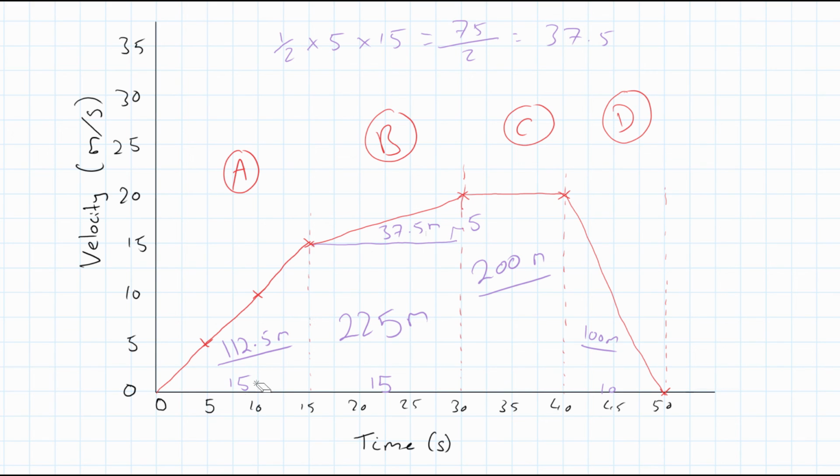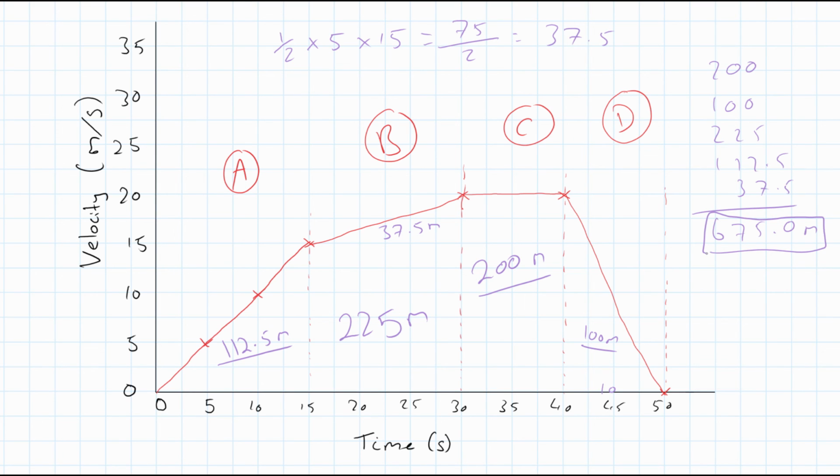All right, now let's rub out these numbers here, just so it's a bit more clear. So in total, all we'd do is add everything together. So we'd say our 200 plus our 100 plus our 225 plus 112.5 plus 37.5, and that would give us a grand total. We do 200 plus 100 plus 225, and that's going to give you 525, and then 112.5 plus 37.5 gives you 150. So that will give you 525 plus 150, which makes 675 meters.